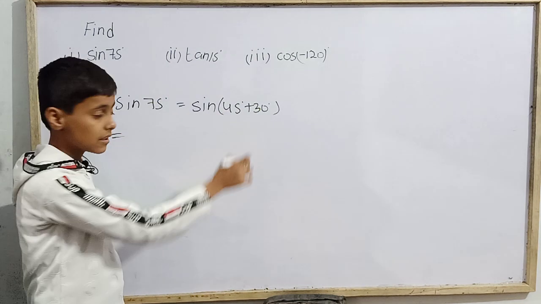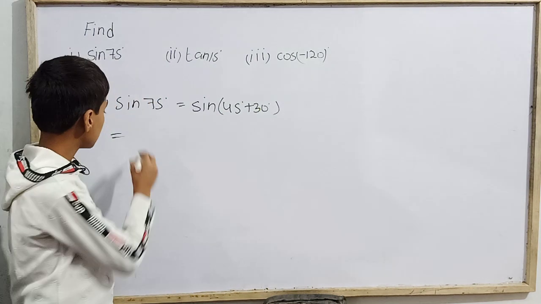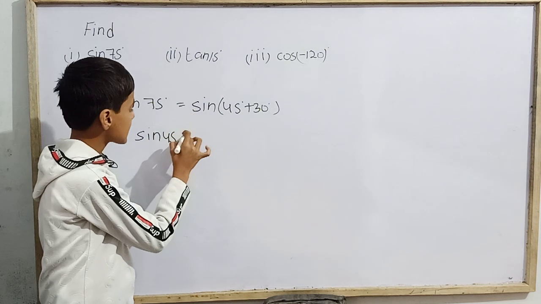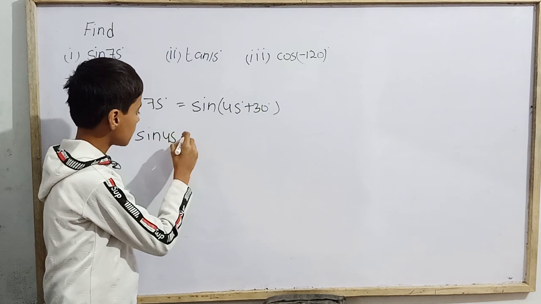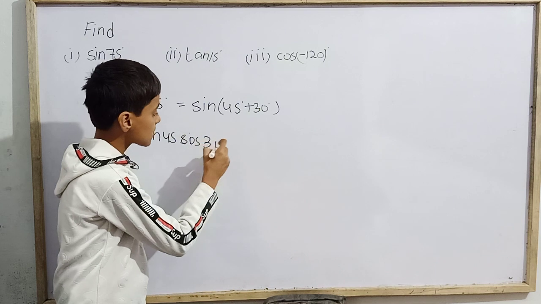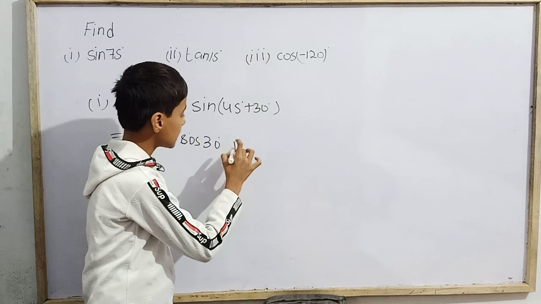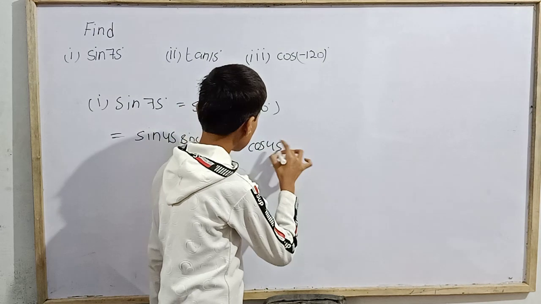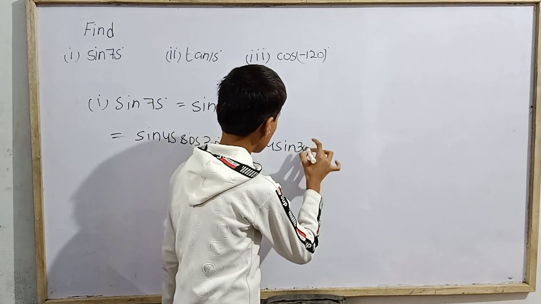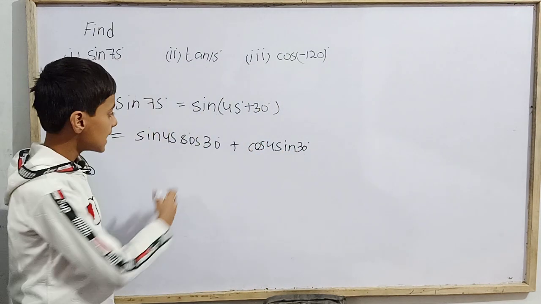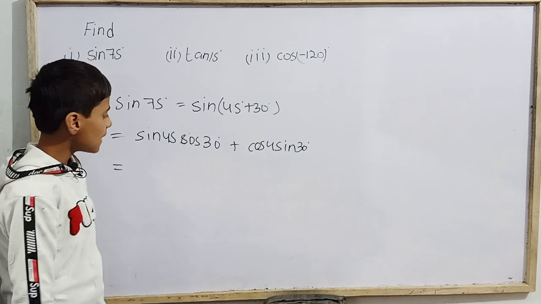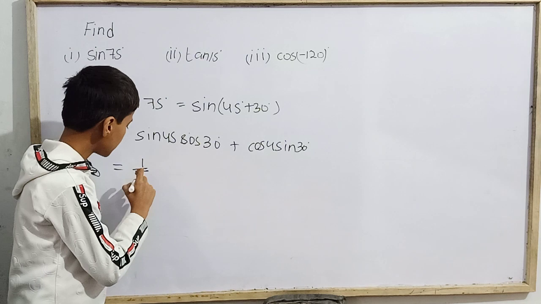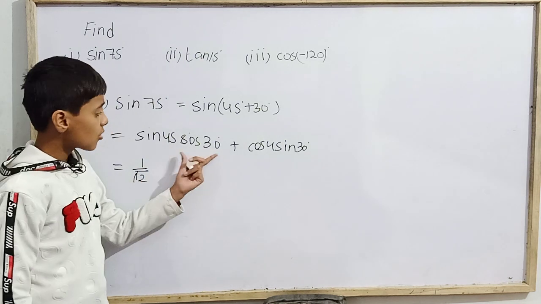तो इसको evaluate करने sine a plus b का फॉर्मूला लगेगा, then that is sine a means sine 45, cos b means cos 30. After that plus, what will happen? cos of 45 times sine of 30. Okay, this will happen obviously. यही आएगा. उसके बाद इसको evaluate करें. Sin 45 degree क्या होता है? That is obviously 1 by root 2. Now into cos of 30.